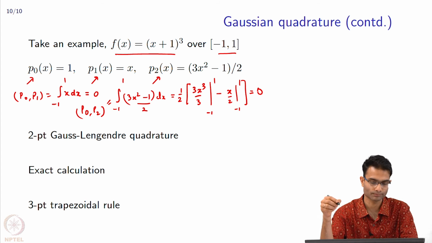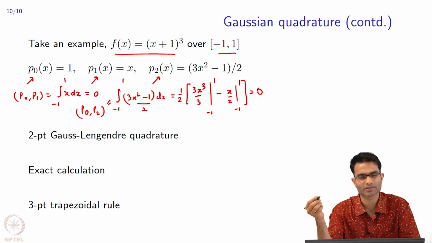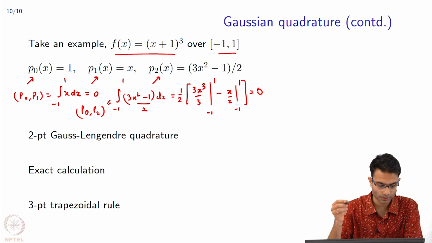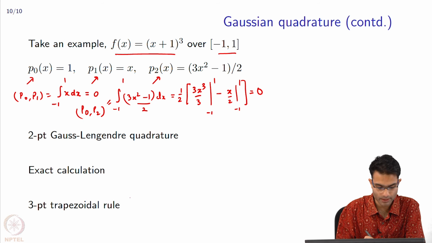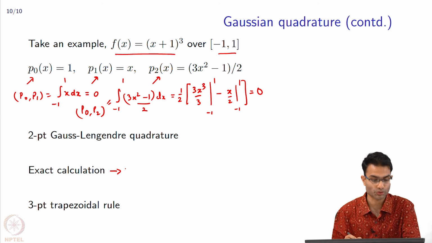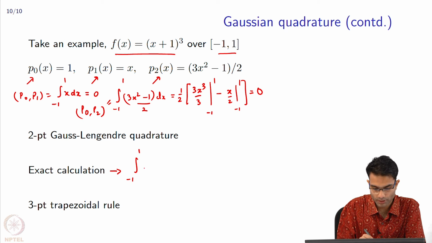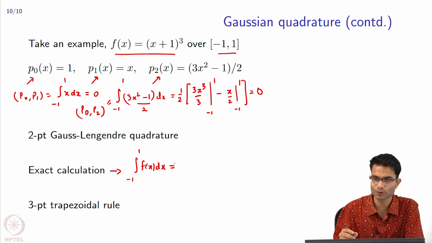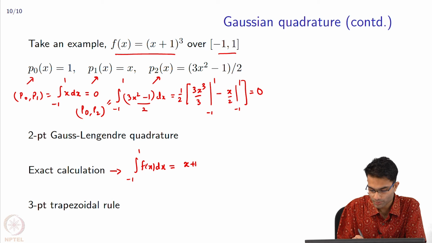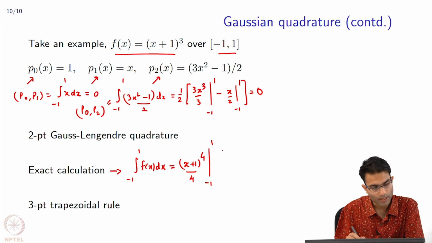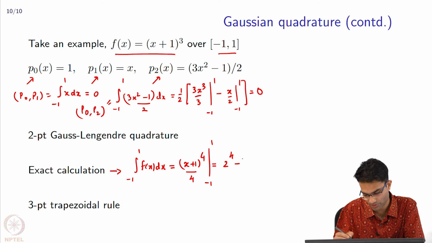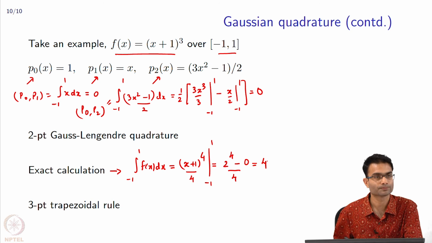What remains for us to do is to evaluate this integral using 3 different methods. The first would be the exact calculation, just to know what we are supposed to get. Integral from minus 1 to 1 of f(x) dx, this is a polynomial function, so it is trivial to integrate. I am going to get (x plus 1) to the power 4 by 4 evaluated at minus 1 to 1, and that is going to give me 2 to the power 4 minus 0, by 4, that is 16 by 4, which is 4.